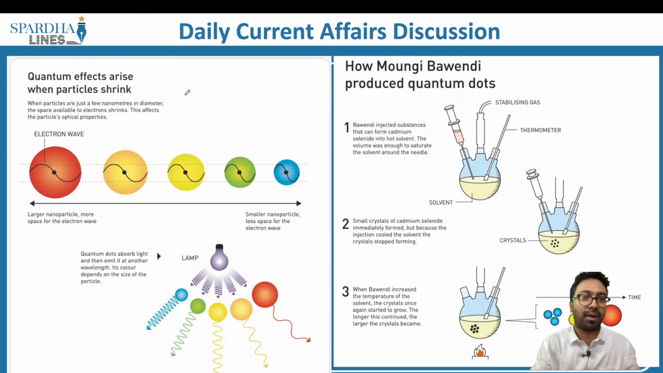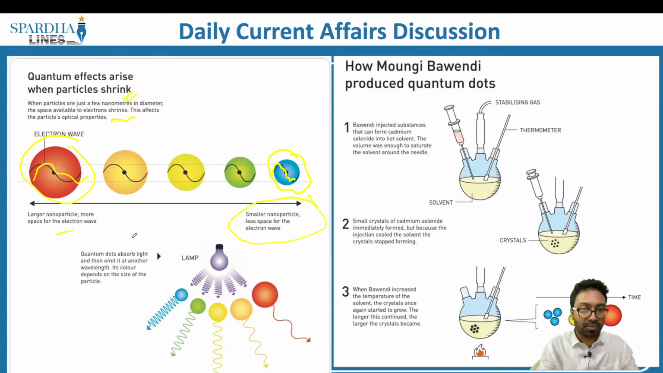Quantum effects arise when particles shrink. When particles are just a few nanometers in diameter, the space available to the electron shrinks. This affects the particle's optical properties. So this is an electron. If the particle size is larger, it has more space, as shown in the image. But if the matter is small, then the electron has very little space. Large nanoparticles have more space for the electron wave. Smaller nanoparticles have less space for the electron wave. And quantum dots absorb light and then emit it at another wavelength. Its color depends on the size of the particle.